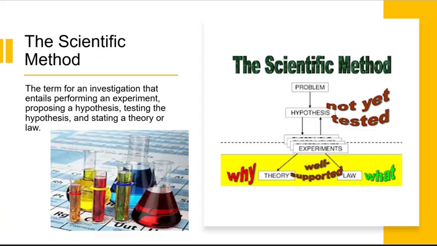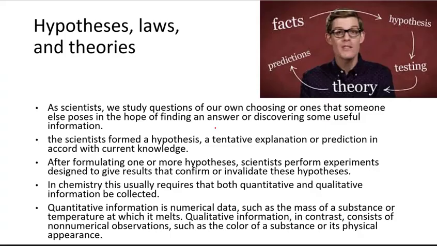Let's talk about the scientific method. This is the term for an investigation that entails performing an experiment, proposing a hypothesis, testing the hypothesis, and then stating a theory or a law. As scientists, we study questions of our own choosing or one that someone else proposes in the hopes of finding an answer, discovering some useful information. The scientists form a hypothesis, which is a tentative explanation or prediction in accord with current knowledge. Now, after formulating one or more hypotheses, scientists perform experiments designed to give results that confirm or invalidate these hypotheses.